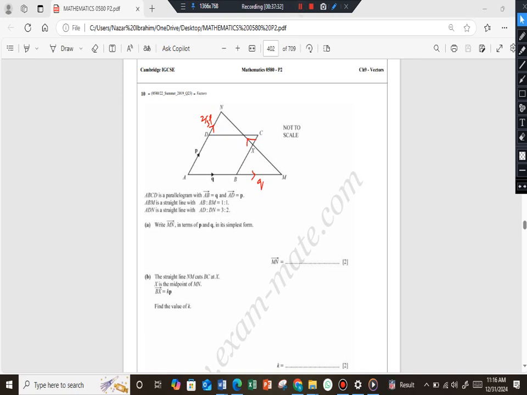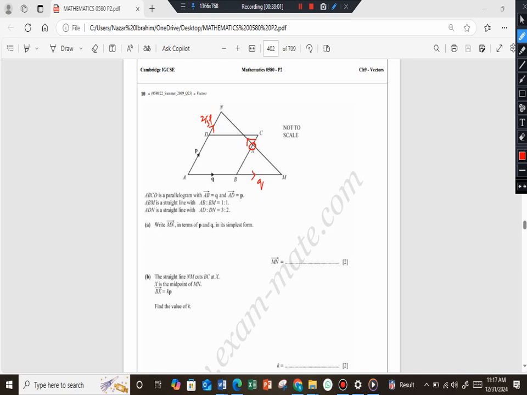Okay, so the straight line NM cuts BC at X. This straight line is cutting at point X, right? X is a midpoint of MN. It means that X is dividing NM into two equal parts, right? So this information is basically telling us that we should first calculate MX, right?